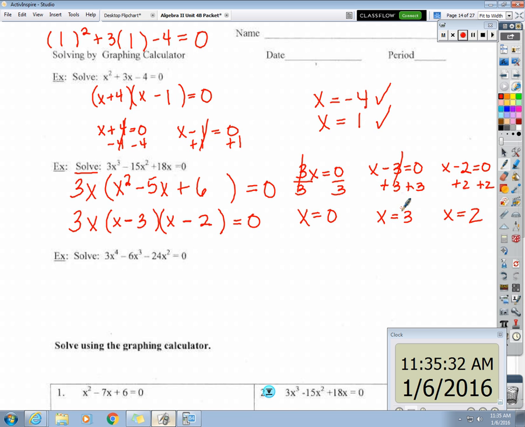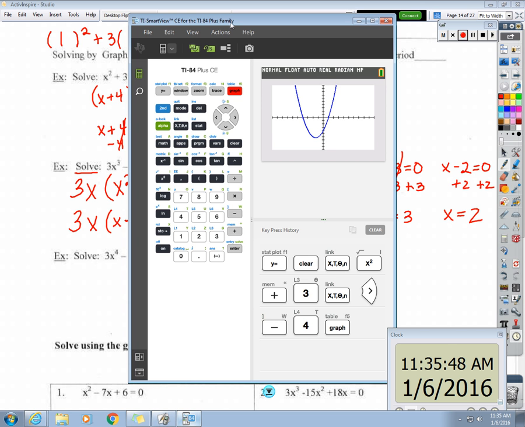Now, what these three numbers mean is when you plug them in, like if I plugged in a 0 right here, and right here, and typed it all in, it would equal 0. If I did that with the 3, it would equal 0. If I did that with the 2, it would equal 0. Let's graph it and see what happens.